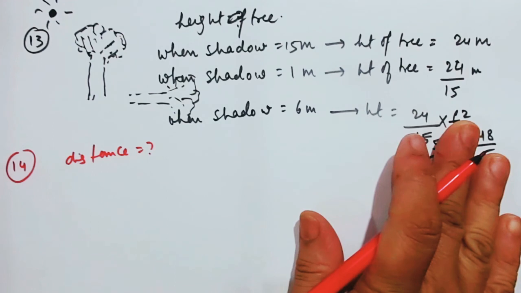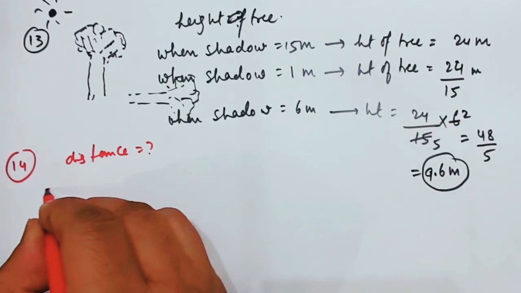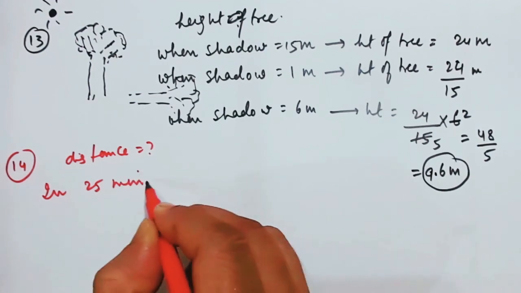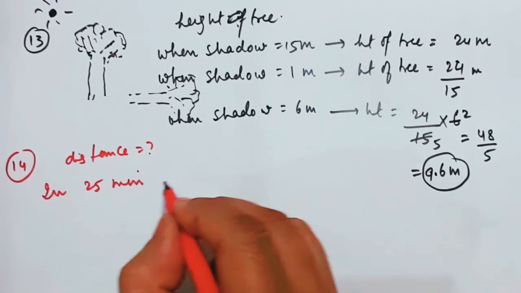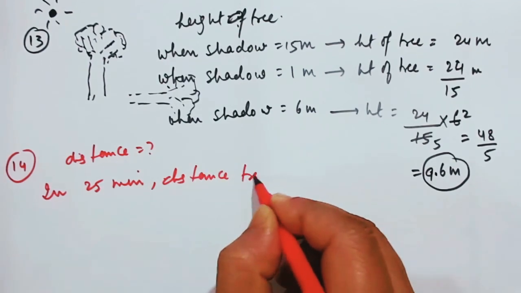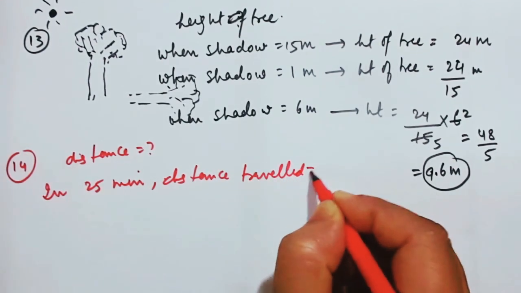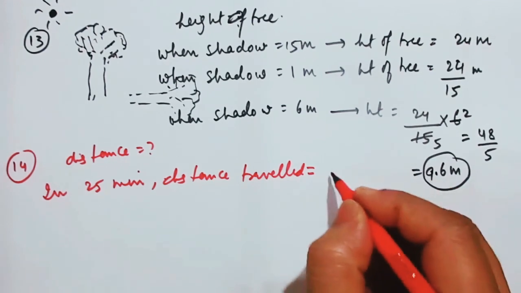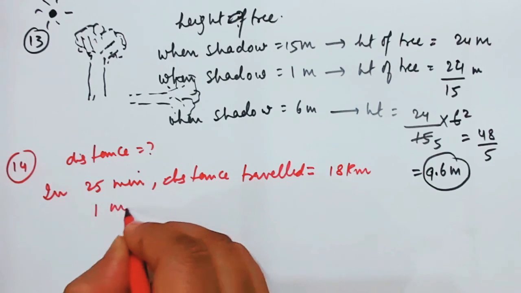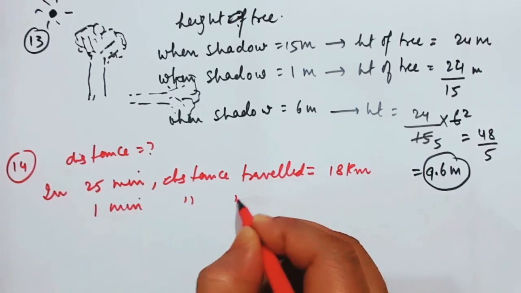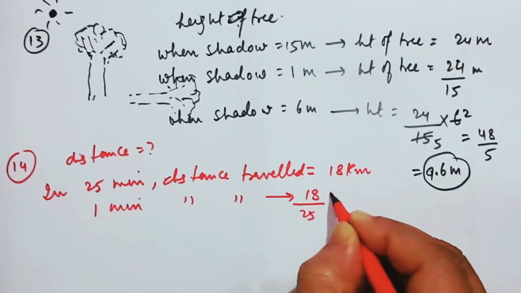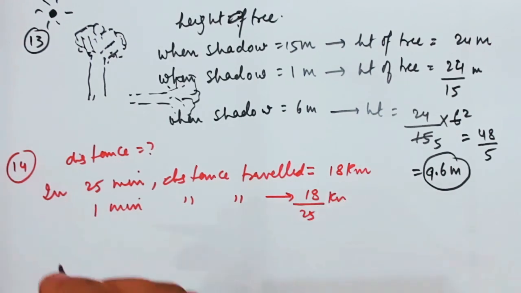So how to start? In 25 minutes, the distance traveled is equal to 18 kilometers. So in 1 minute, the distance traveled will be 18 by 25 kilometers. Of course it will be less, no?